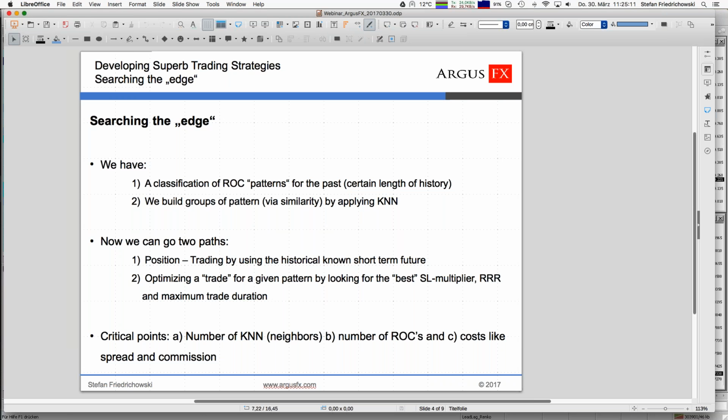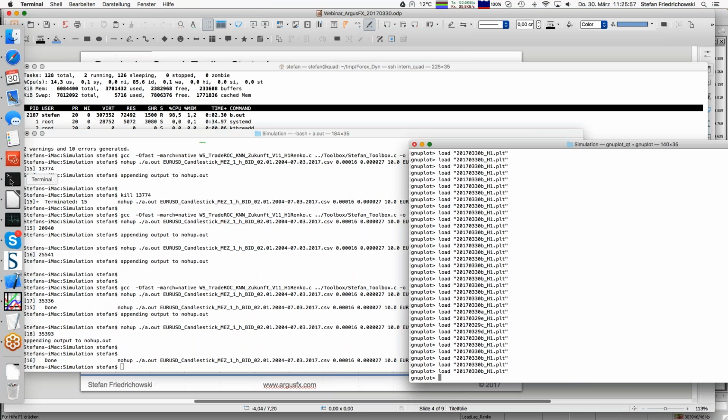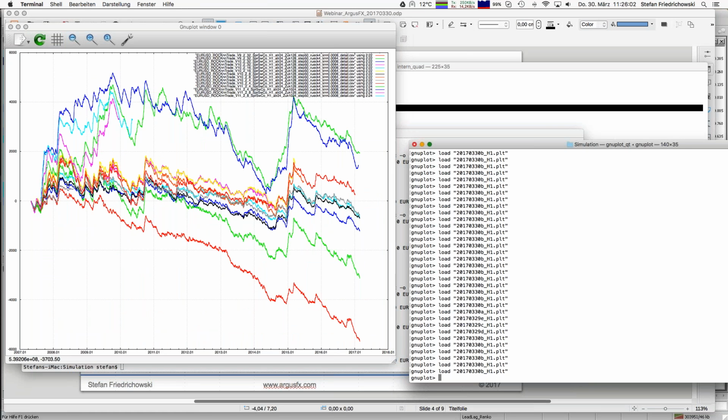Finally, what is really important and critical are the costs of trading. What I have done previously was always without any costs, just looking for a prediction. But as we know, trading involves costs, spreads, commissions, and swap costs if we have long-going trades. Those numbers are extremely important, because they can finally ruin such a kind of strategy.